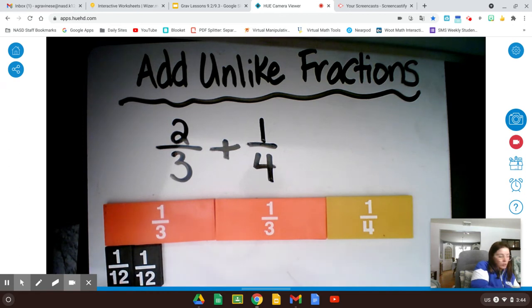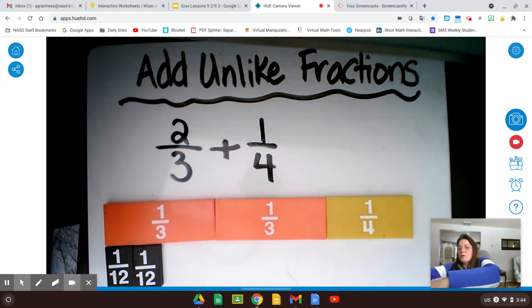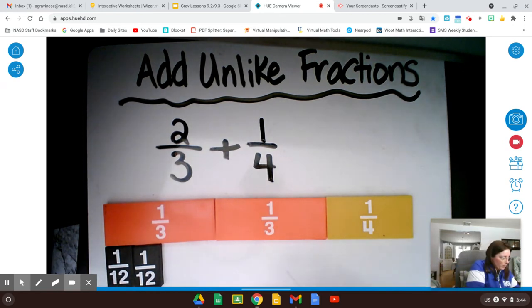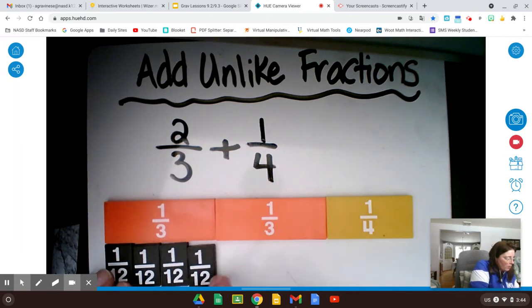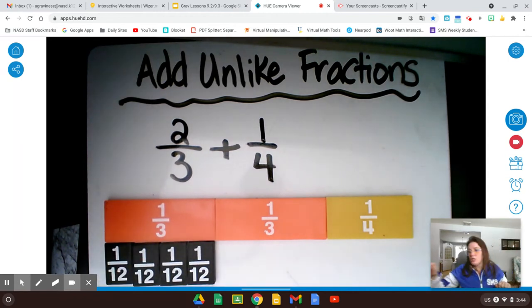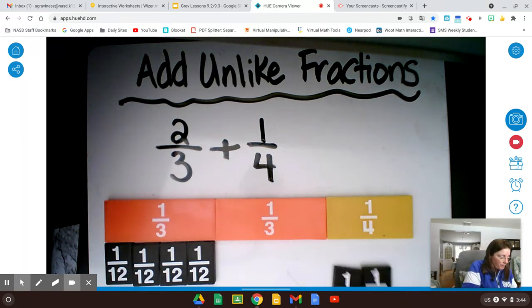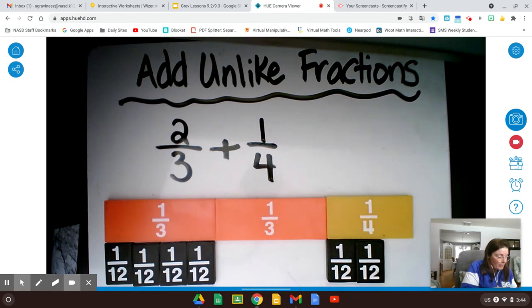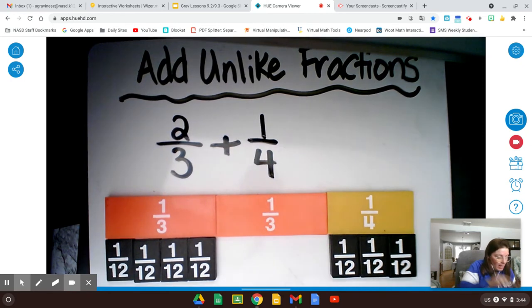Let's see, can I make 12ths equal 1/3? Hold on, they're little and they're in the bottom of my container. Look, 4/12ths equal 1/3. Can I get 12ths to equal 1/4? Let's see. Can I get 12ths to match up to my yellow? Hot dog, I did it.